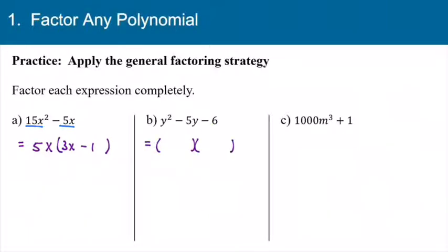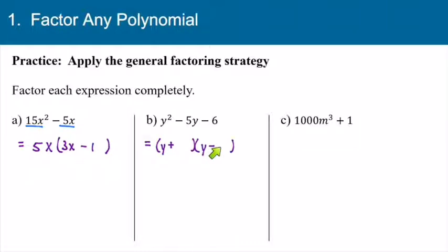So I'm going to set down 2 empty pairs of parentheses. y squared is y times y. This last term is negative, so that tells me that the signs in my parentheses need to be different. I'm just going to put a plus and a minus. Now, last times last has to make 6. So the factors of 6 are either 2 times 3 or 1 times 6. I have to choose the pair of factors that will allow me to get the middle term that I need. So outer plus inner has to add up to negative 5y.